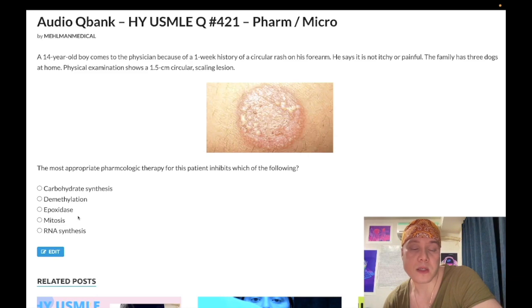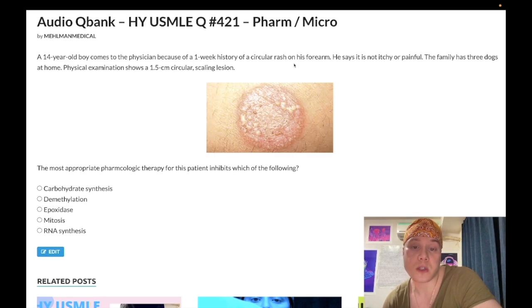Next answer, epoxidase, wrong answer. This refers to terbinafine, which inhibits squalene epoxidase, the conversion of squalene to lanosterol. Terbinafine topically is used for tinea pedis, as foams or sprays. Oral terbinafine is used for onychomycosis, a fungal infection of the nail beds. Wrong answer.